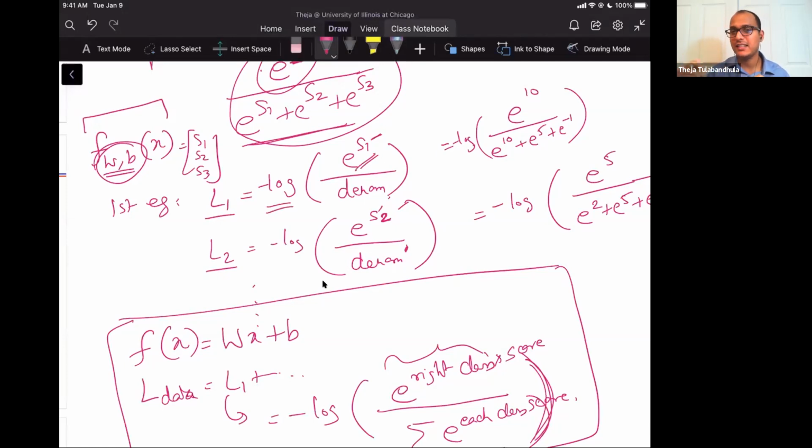Okay, so log of something somehow shrinks the number. Like log of 100 to the base 10 is 2, right? So it somehow shrinks the number, and the negative sign just means that it's going to shrink the number quite a bit if you get the answer right. Okay, so if you get the answer wrong, like if the model predicts that the score for dog is low, then this number is going to be low, and negative log of that number will not shrink too much, which means the loss is bad.